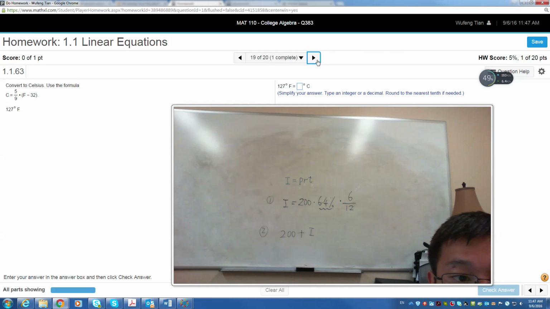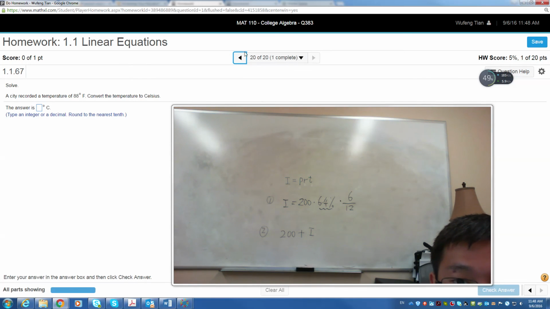Okay, 127, plug 127 into here. So your 127 plug into this formula, 127 minus 32, and then multiply the fraction. It's a simple one. You just plug it in, you find the degree.